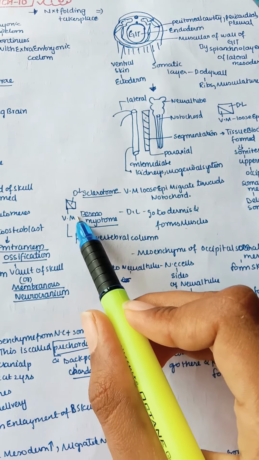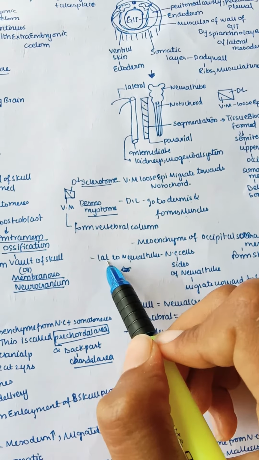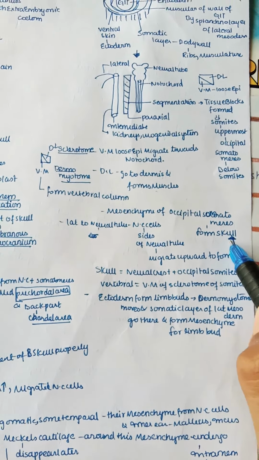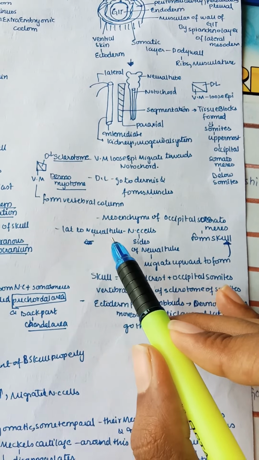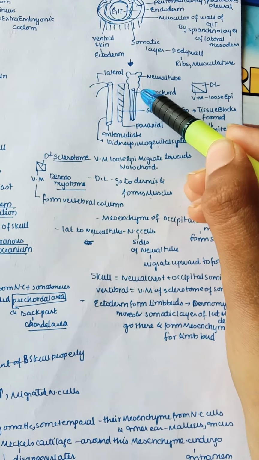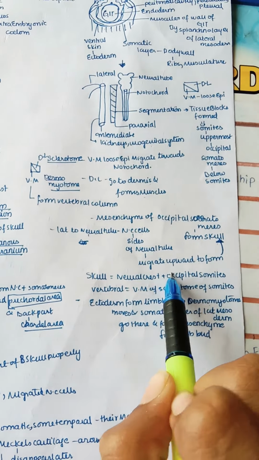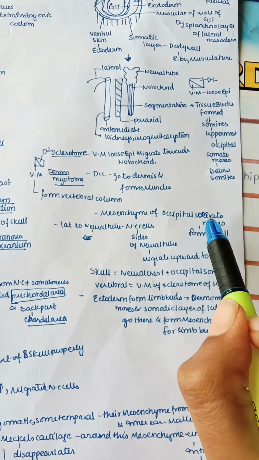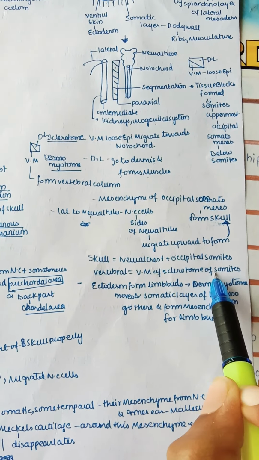Remember that the ventromedial part, that is our sclerotome, also forms the vertebral column. This is important. And next, the mesenchyme of the occipital somatomeres forms the skull, because from the name occipital you can understand it forms the skull. Lateral to the neural tube we have the neural crest cells, which migrate upward and also form the skull. So the skull is formed from two sources: the neural crest cells and the occipital somatomeres, right?